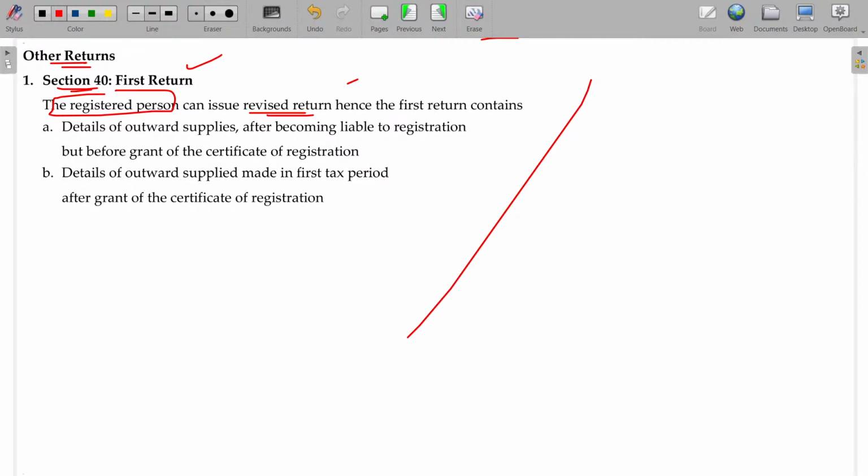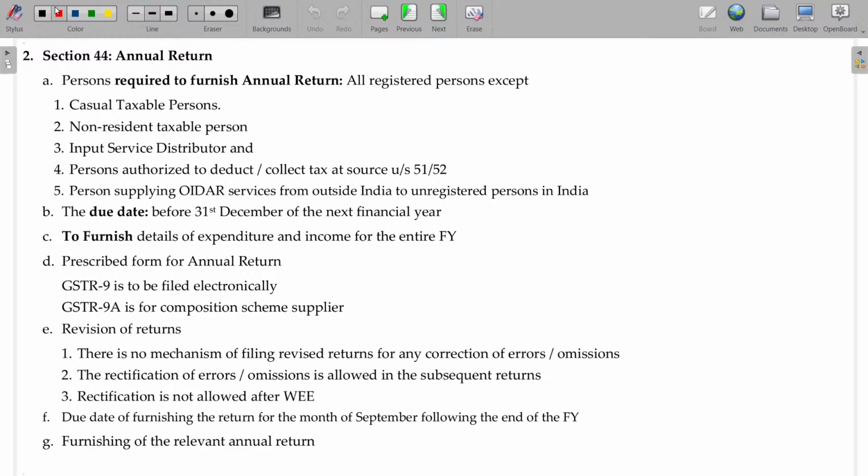Section 40, special provision. Section 44 is all about annual return. What is the due date for filing the annual return? 31st December of the next financial year. Okay, who are required to file the return? All except whom? The persons not required. No, already we studied under GST1, the same team will come here. CTP, NRTP, ISD, TDS, TCS person, OIDAR scheme, they are not required.